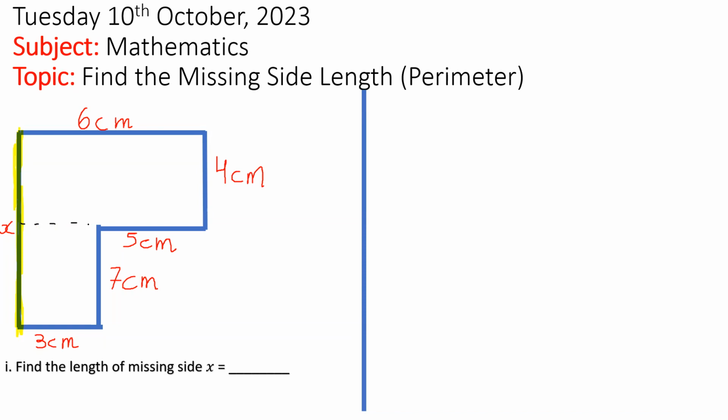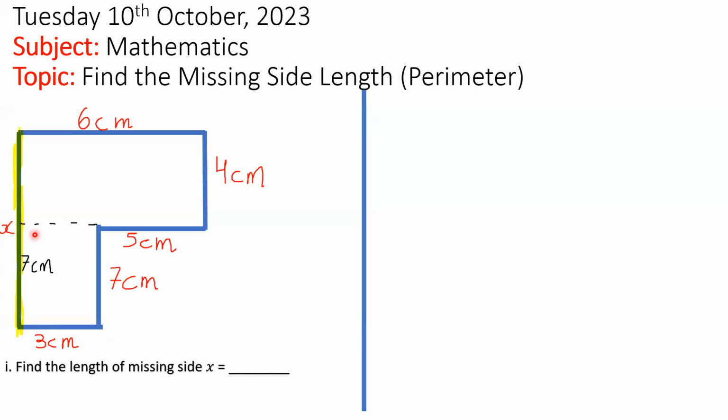7. How much is it? 7 centimeters. Why? Because how do we know it's 7 centimeters? Because if this side is 7, then what does that mean? That means this side is also 7. Okay, do you all see that?